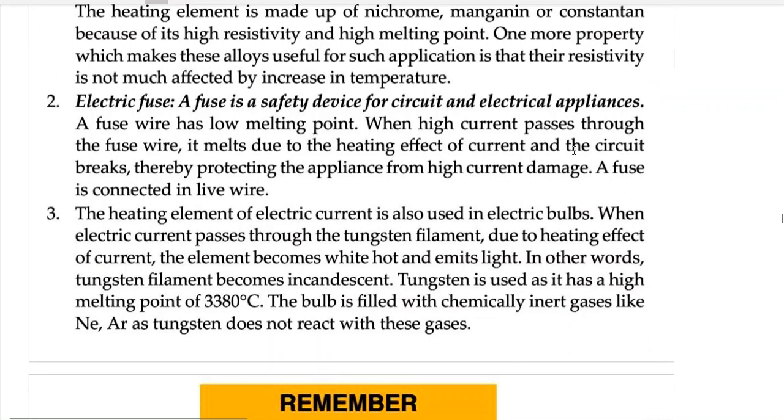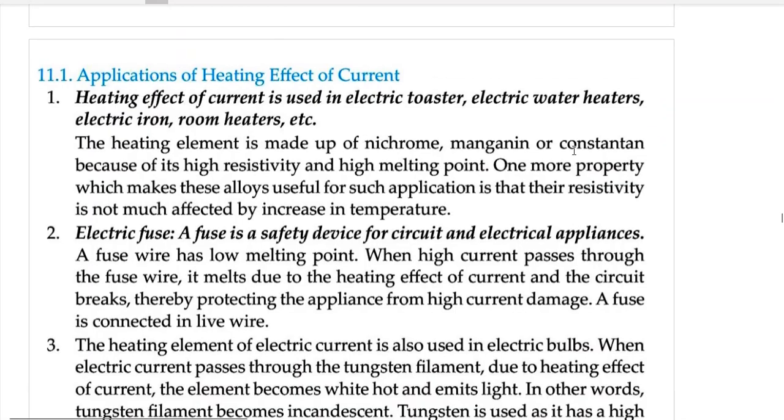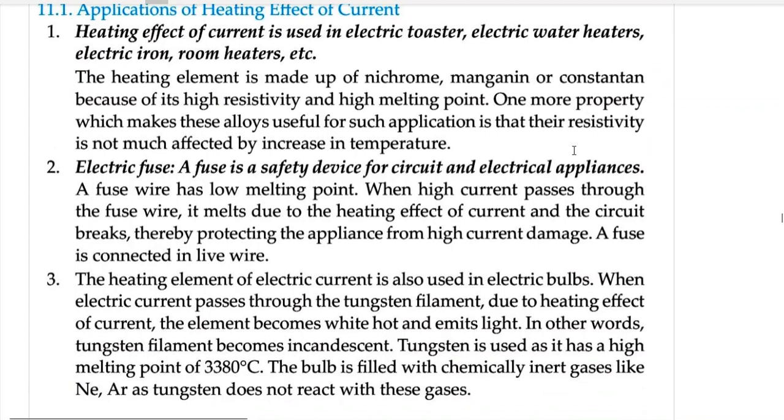Electric fuse. In electric fuse also, heating effect of electric current is utilized. Fuse wire has a low melting point. It's a safety device. When high current passes through fuse wire, it melts due to the heating effect of current, and circuit breaks, thereby protecting the appliance from high current damage. A fuse is connected in live wire. We are going to study about fuse further.